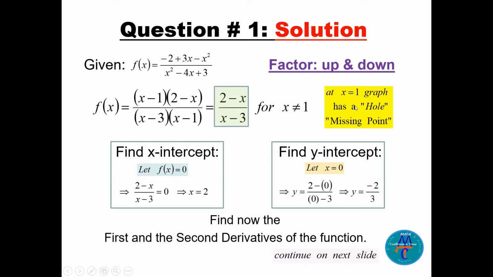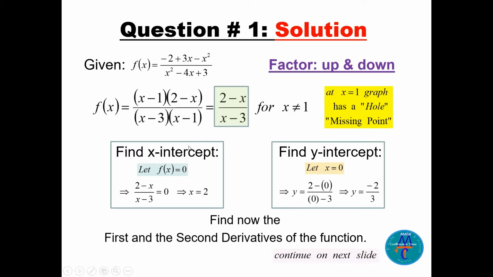Every cancellation means the graph has a hole or a missing point, where x equals 1 in this case, the number that will make the factor 0. So we cancel x minus 1, then the function becomes, we call it the new function, 2 minus x over x minus 3. And we have to write x cannot be 1. You have to write that because this one is not in the domain. X equals 1, not in the domain. Also, x equals 3 is not in the domain.